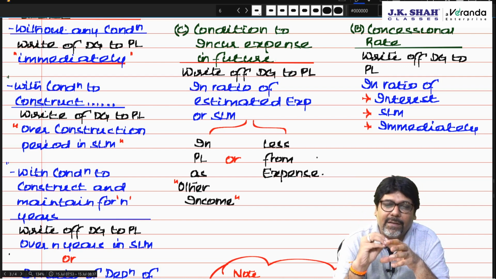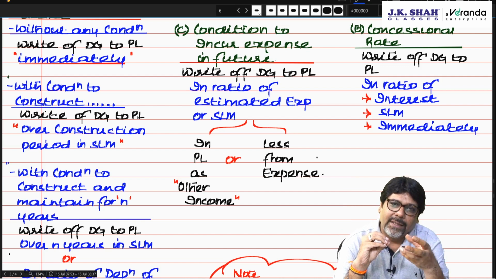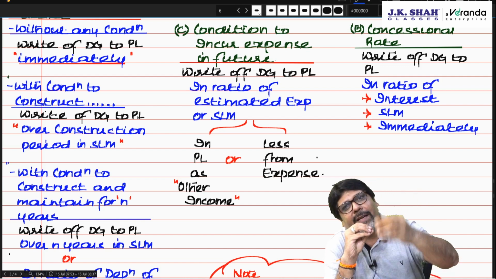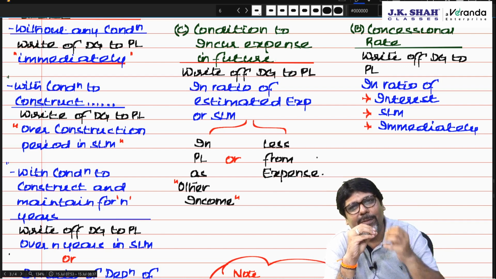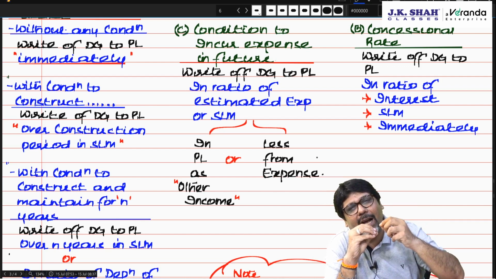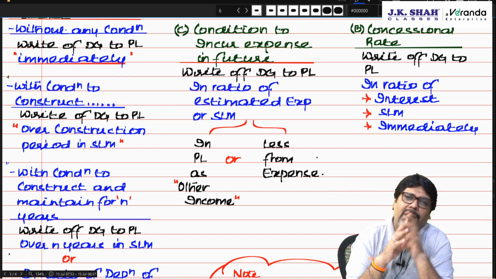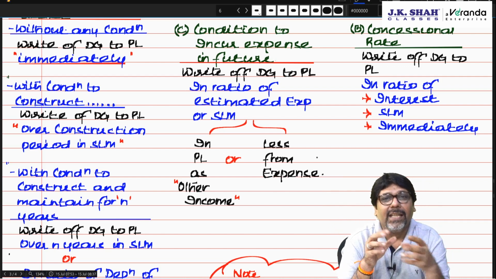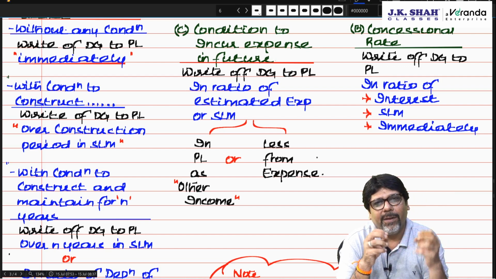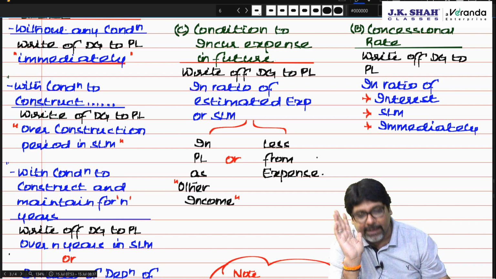The government gives you a donation for providing food to the poor. That means that money you are supposed to use in providing food to the poor. Correct? So that money should be written off in the ratio of the estimated period of expense. Am I clear? Suppose the government has given you 1 lakh and you feel that with 1 lakh you will be able to provide food to the poor for 2 years. Then you should write off that 1 lakh over a period of 2 years in the ratio of expense or SLM, equally. Equally is a better option.